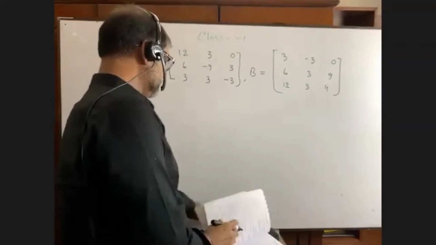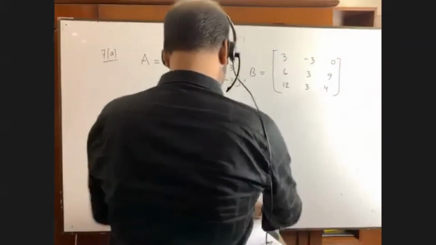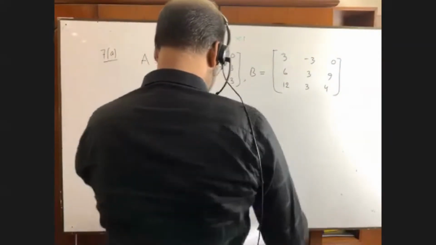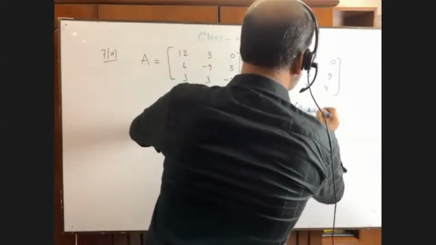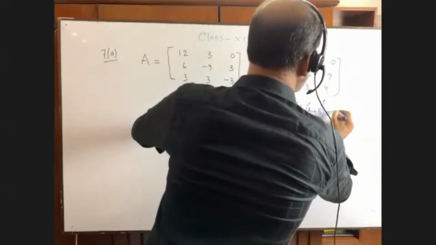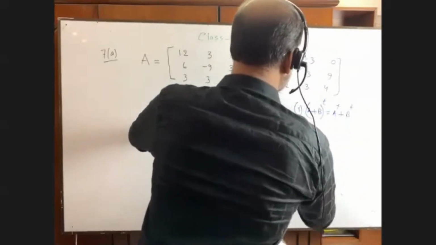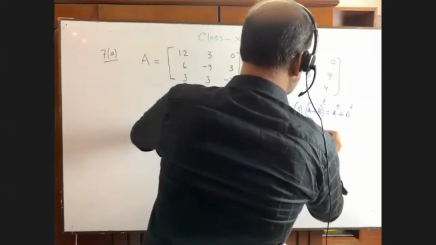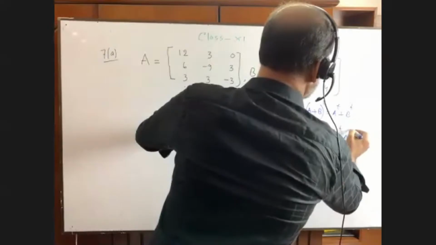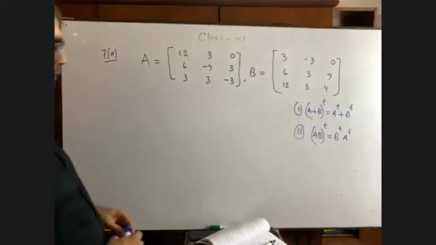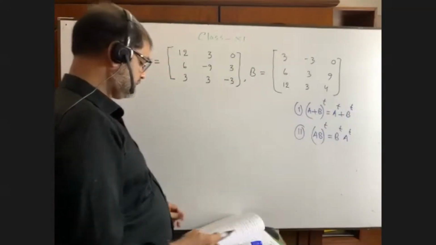I am going to write down here, (A plus B) whole to the power T. Please pay attention. Number 1, you have to show (A plus B) whole to the power T is equal to A^T plus B^T. Number 2, (AB) whole to the power T is equal to B^T into A^T. All are formulas, okay? So let's try to do it.